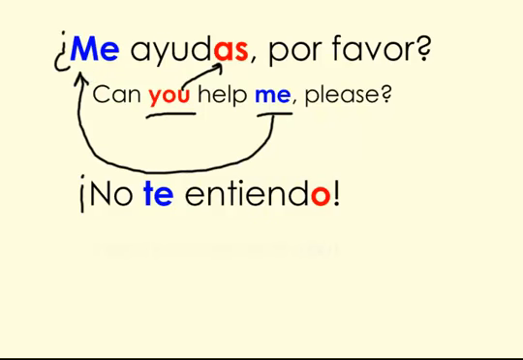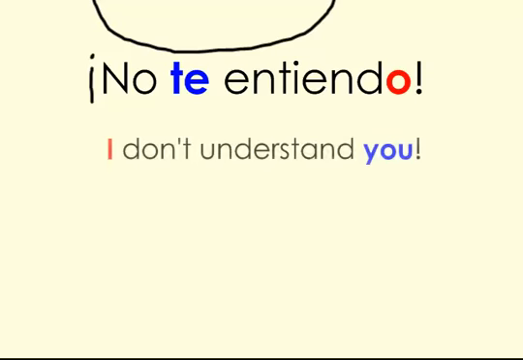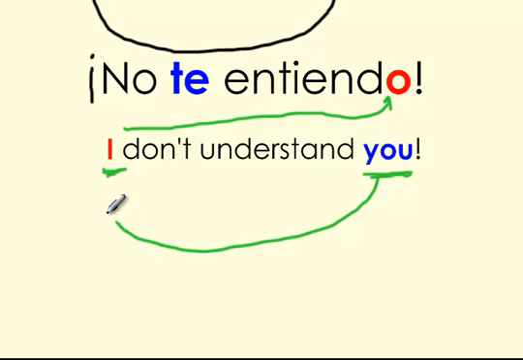Our second example is no te entiendo, which in English means I don't understand you. Again, the subject or the person doing the action is I, because I am not understanding, and that is signaled by the verb ending. Then we also have the object, you, because you are receiving the action, which again is signaled by the pronoun te.